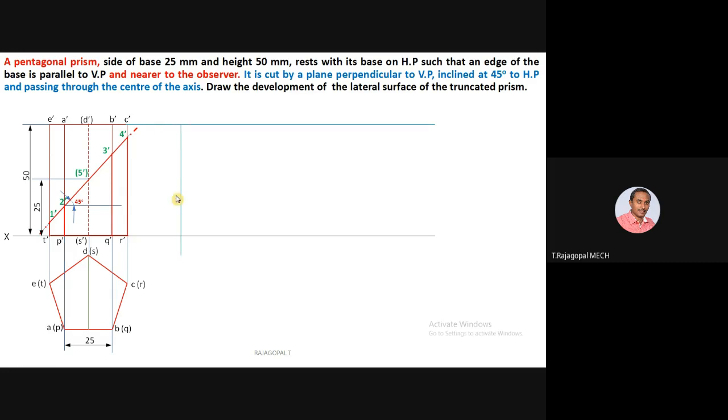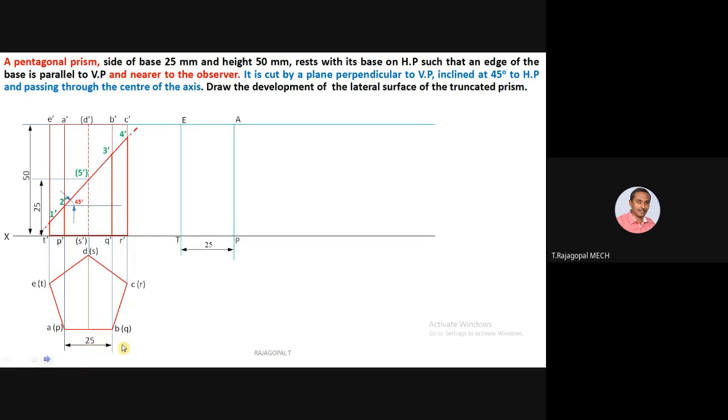Draw your first longer edge. What is the first longer edge? ET, E dash T dash. So first you can mark E and T. The next one is AP. Refer to the top view, it always gives you better understanding. ET, next one is AP. The distance between ET and AP is 25. All the sides of the pentagon hold 25 mm.